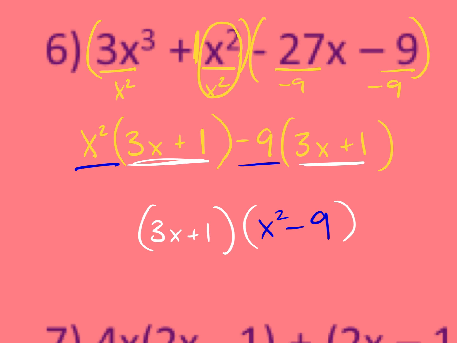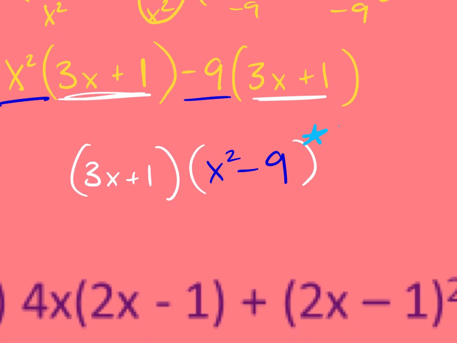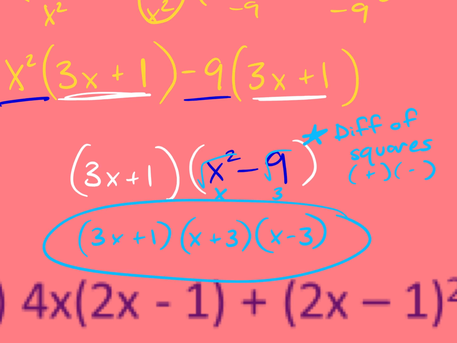Yes. Which part? X squared minus 9. What's special about x squared and 9? It is the difference of squares. So that means one parenthesis gets a plus and the other one gets a minus. So it's the square root of x squared and the square root of 9. So what goes into our parentheses? X plus 3 and x minus 3. And then we can't forget about our other factor out front too. 3x plus 1. So that would be our answer.